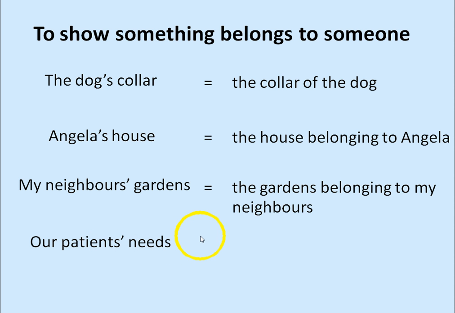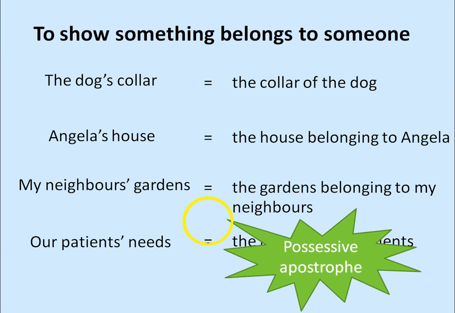In this example, our patients' needs are always paramount. The meaning of that phrase is the needs of our patients. So again we have a plural there, so that's why the apostrophe comes after the S. Now that particular way in which we use an apostrophe is called a possessive apostrophe because it denotes possession. It shows that someone owns something, something belongs to someone.